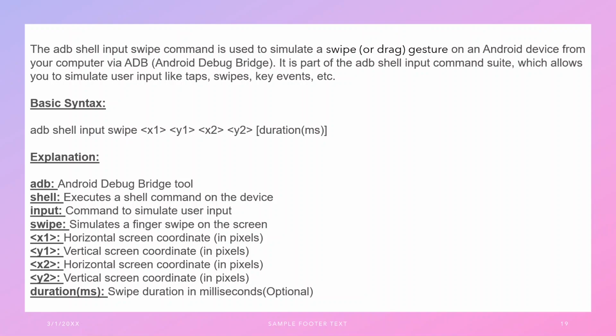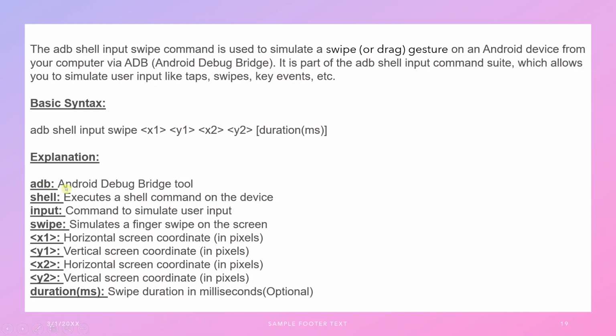And we have to provide four values here, that is x1, y1, x2, y2, and one more is the duration, which is in milliseconds. This is represented in square brackets, which means it is optional. If you want to provide the duration, you can, or you can leave it out. No need to worry, it is optional. The remaining values are all mandatory. You can see the explanation here.